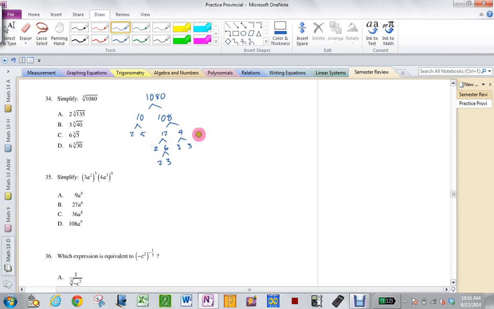2, 2, 2. So I've got 2 cubed under there. Gone, gone, gone. 3, 3, 3. 3 cubed under there. Gone, gone, gone. What's left? 5. There's a group of 3, it comes out. 2. There's a group of 3, it comes out. 3. What's that leaving under there? 5, with the cube root. 2 times 3 is 6. 6 cube root 5. There it is.